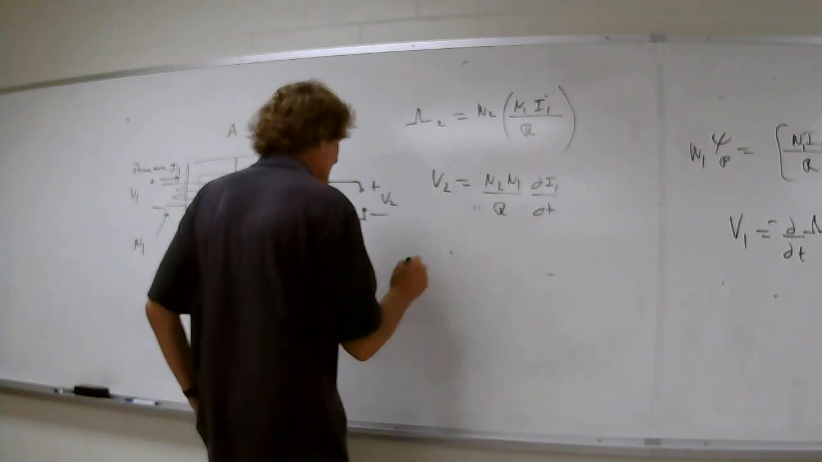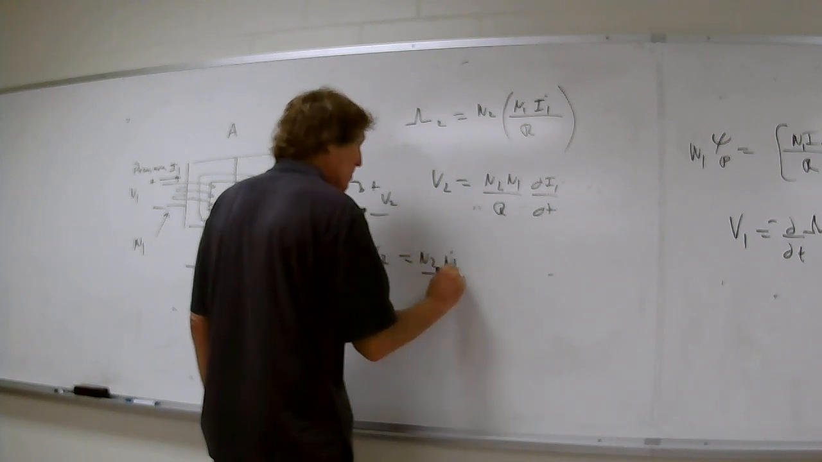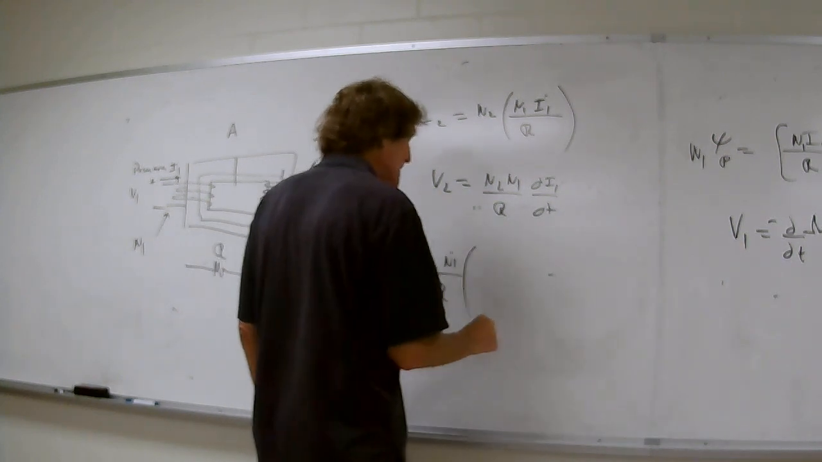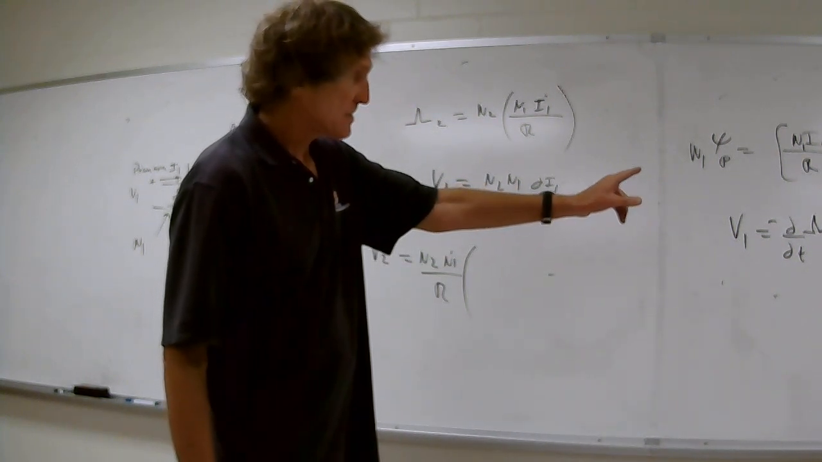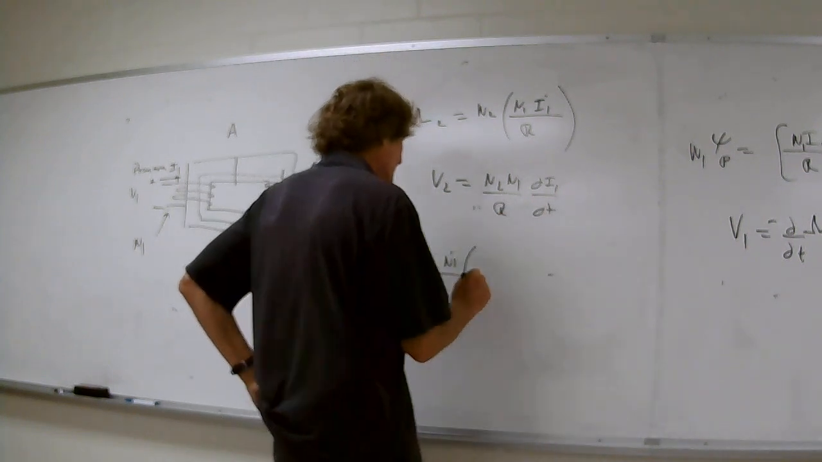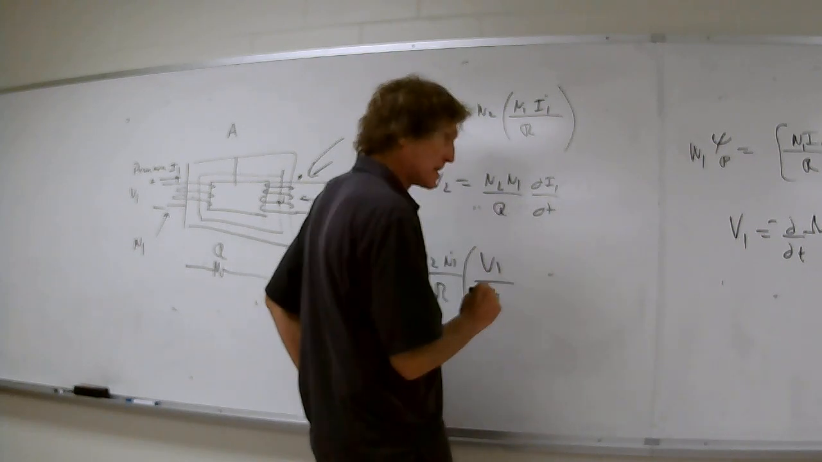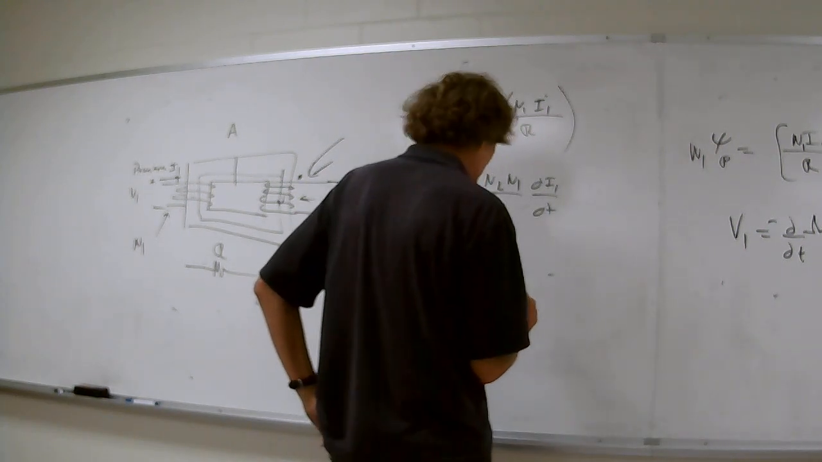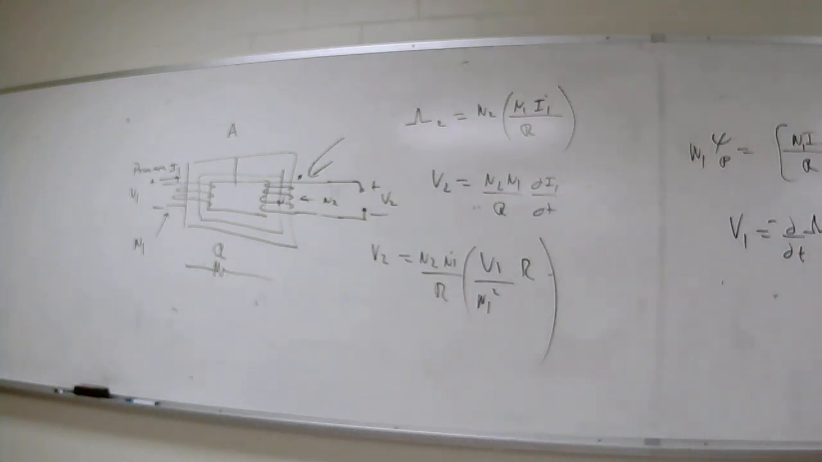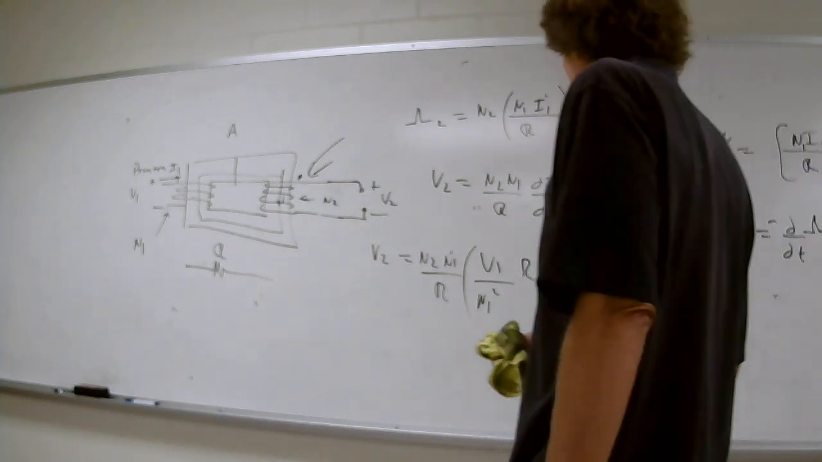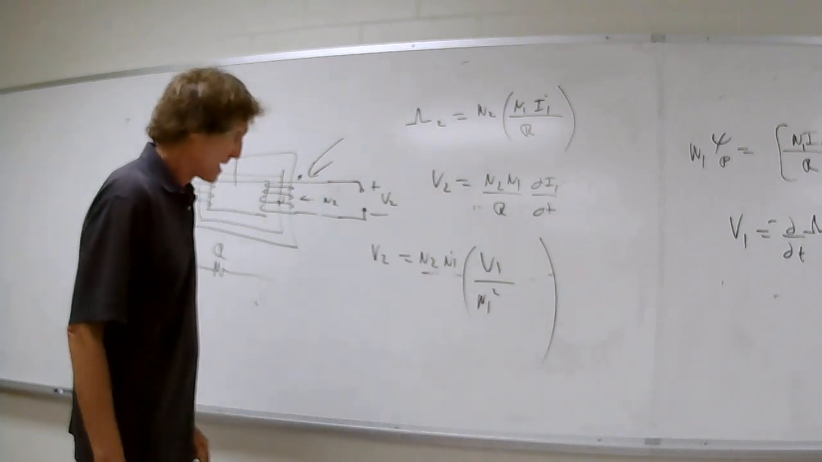All right, so I'm going to start here. I'm going to say that V2 is equal to N2 N1 over the reluctance times dI/dt. dI/dt right there is going to be the reluctance over N1 squared times V1. So it's V1 over N1 squared, and it's times the reluctance. Now, by this time, most of you see what I'm up to. You can see what happens is the reluctances go away. All right? And then I get this.